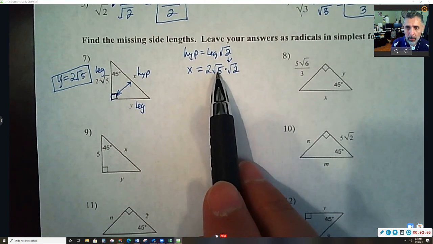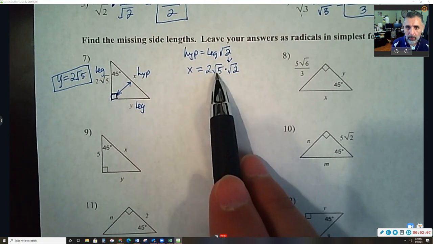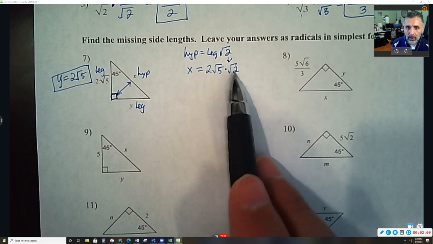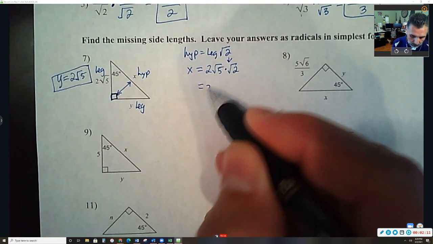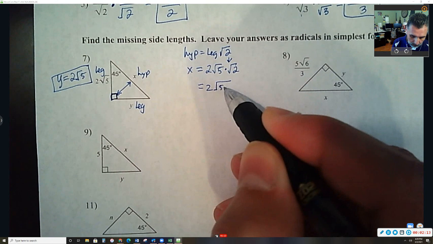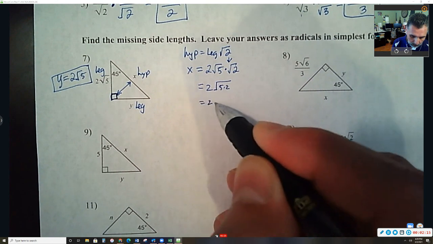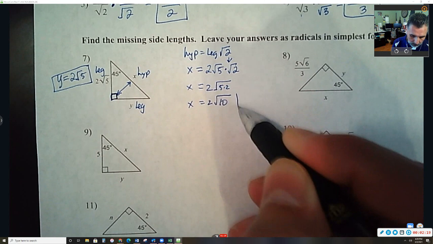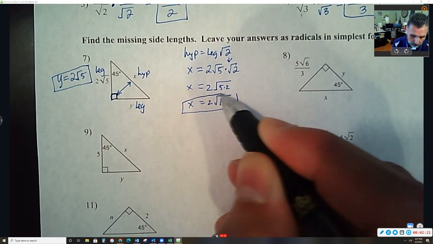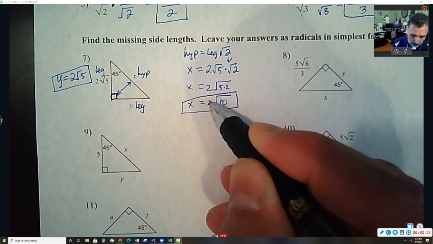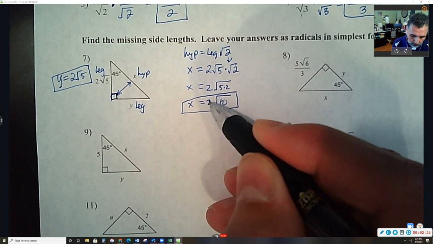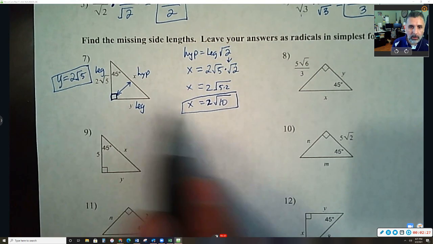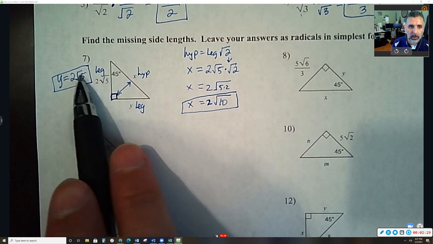And then remember, just like the ones we did up top, because both of these are underneath the square root, you can combine them underneath one square root and then just multiply. And that's what x equals. And you cannot simplify that. The square root of 10 stays the square root of 10. So that's what y equals, and that's what x equals for number 7.